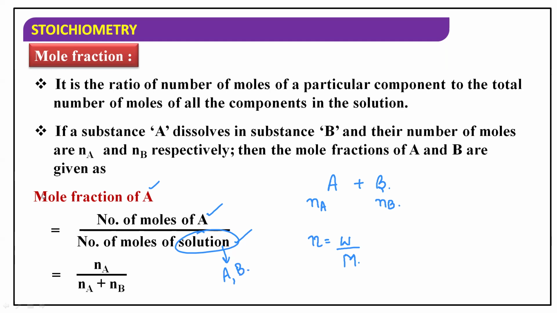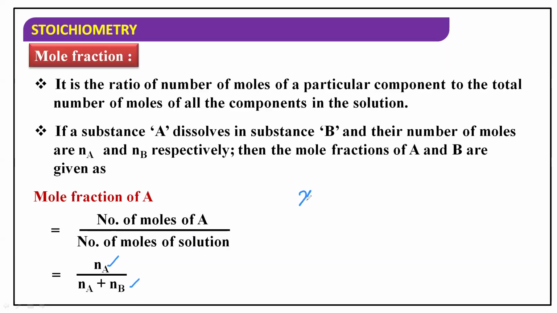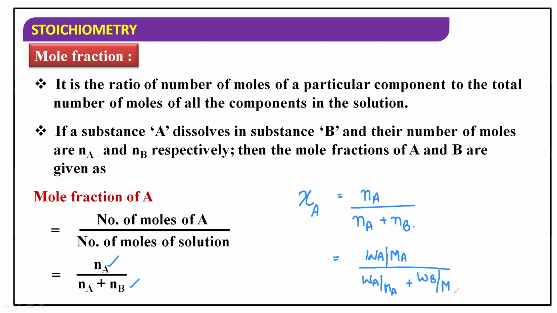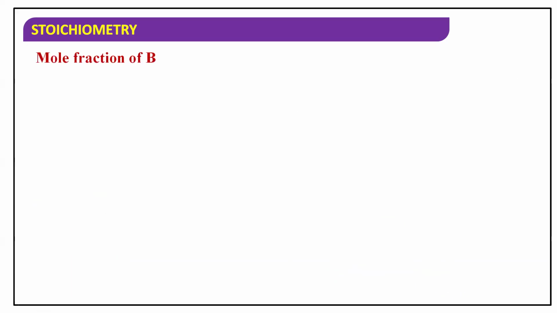So what will be the mole fraction of A? That is moles of A upon total moles. The symbol for mole fraction is X. So X of A is equal to moles of A upon moles of A plus moles of B. And if I open this formula, it becomes given mass of A upon molar mass of A, divided by given mass of A upon molar mass of A plus given mass of B upon molar mass of B. So this is how we need to calculate the mole fraction of any one component of the solution.